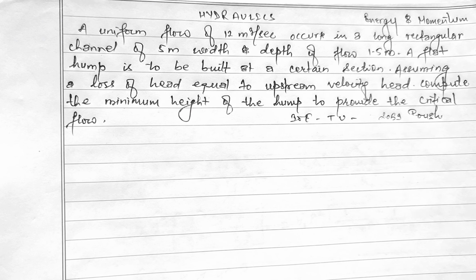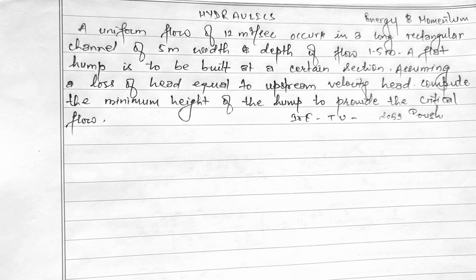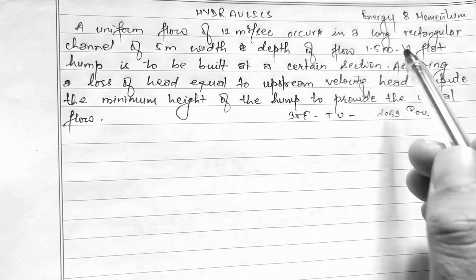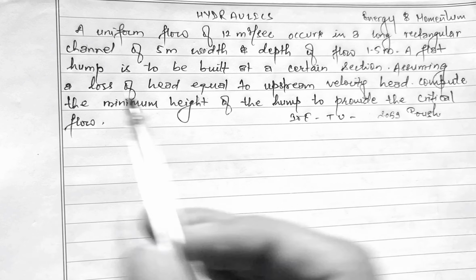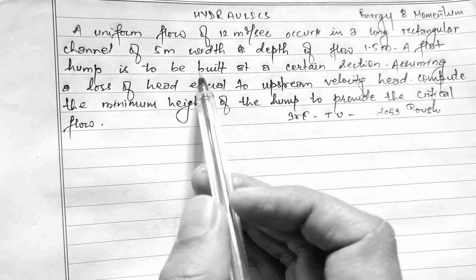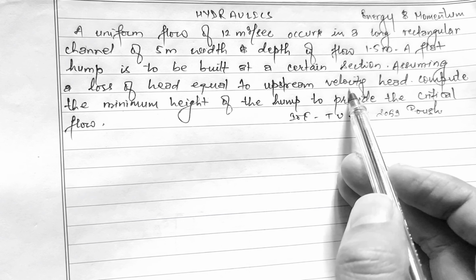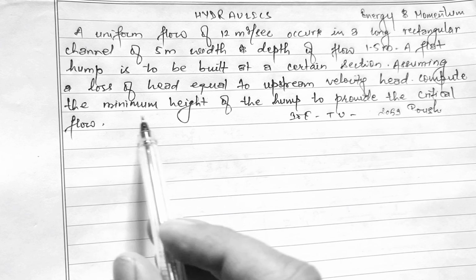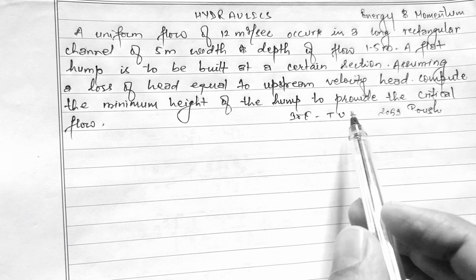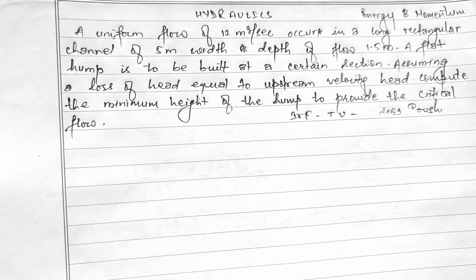Today we'll solve a numerical problem related to energy and momentum. The given question is: a uniform flow of 12 meter cube per second occurs in a long rectangular channel of 5 meter width and depth of flow 1.5 meter. A flat hump is to be built at a certain section, assuming a loss of head equal to upstream velocity head. Compute the minimum height of the hump to provide the critical flow.